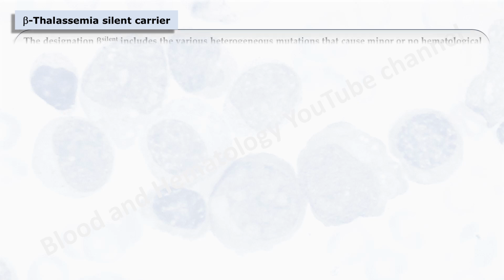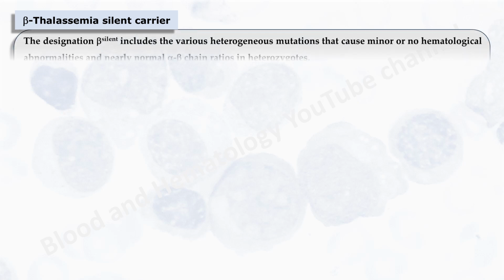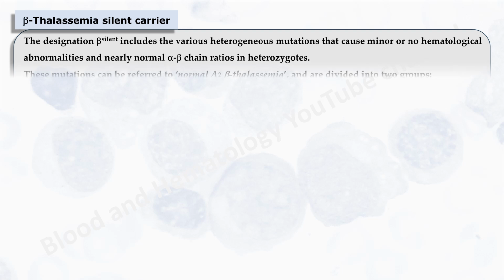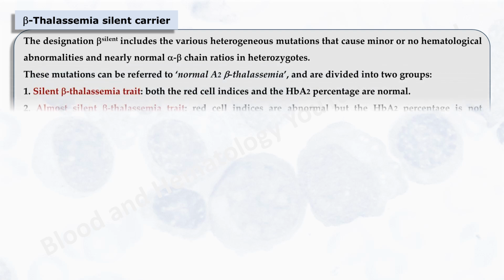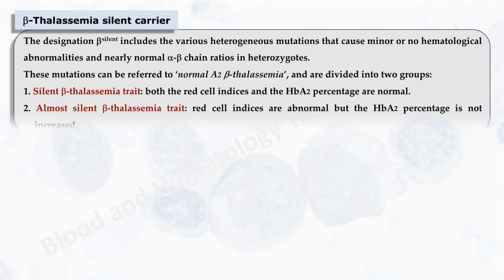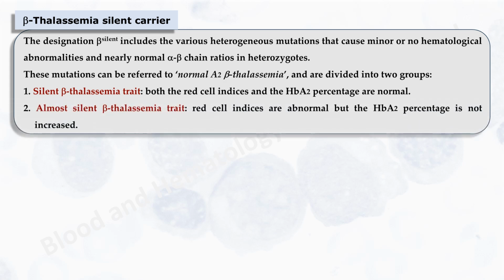The designation beta-silent includes the various heterogeneous mutations that cause minor or no hematological abnormalities and nearly normal alpha-beta chain ratios in heterozygotes. These mutations can be referred to as normal A2 beta-thalassemia and are divided into two groups, silent and almost silent beta-thalassemia trait. In silent beta-thalassemia trait, both the red cell indices and the hemoglobin A2 percentage are normal. In almost silent beta-thalassemia trait, red cell indices are abnormal, but the hemoglobin A2 percentage is not increased.